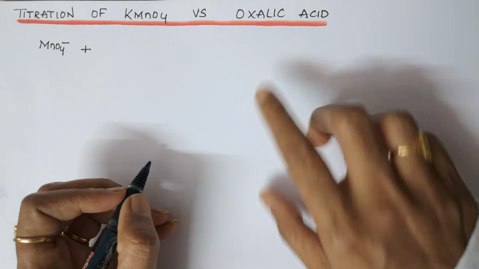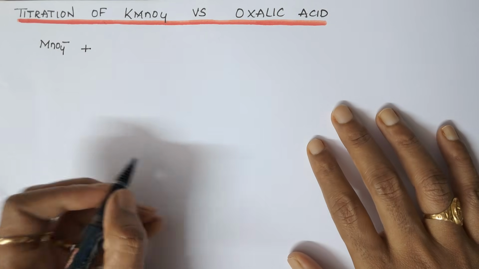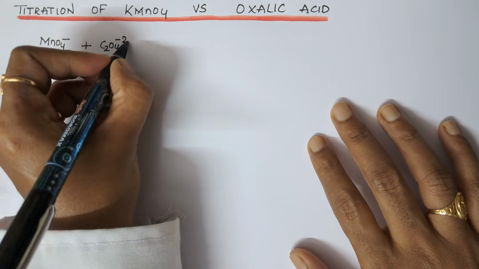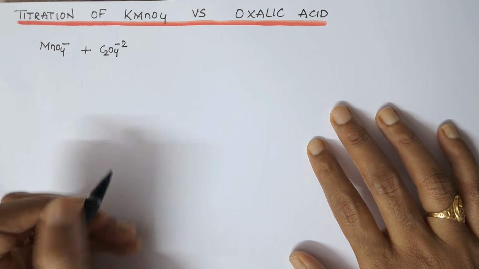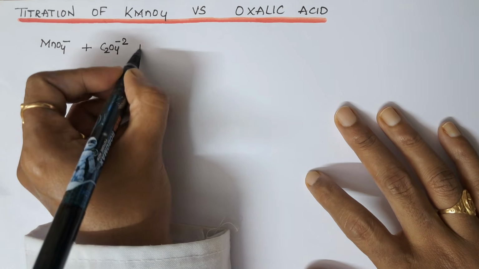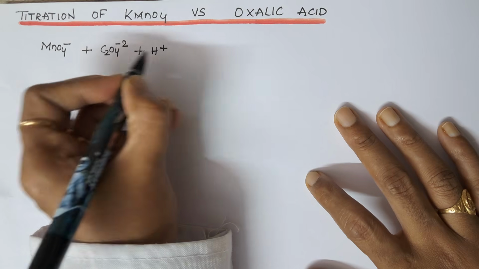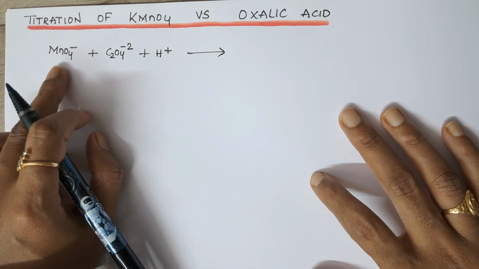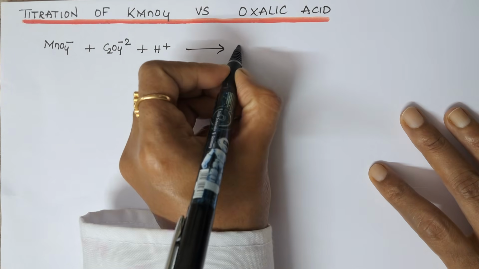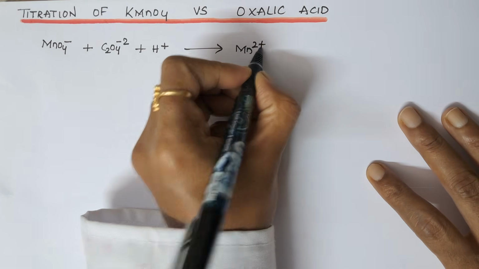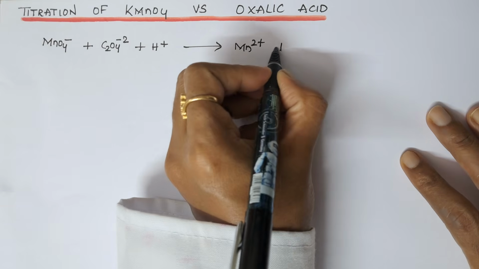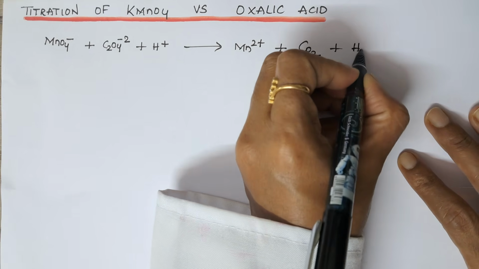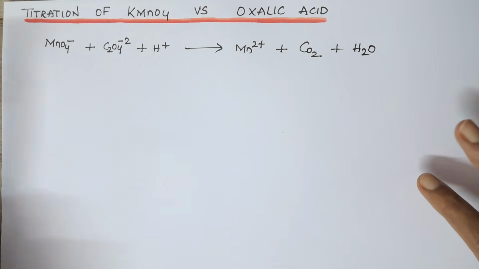This permanganate ion reacts with the oxalic acid. How will the oxalic acid be? In the form of oxalate. Oxalate ion formula is C2O4 2 minus. Now both are reacting in acidic medium. This H2SO4 we are taking. This permanganate ion converts into Mn2 plus. This oxalate ion converts into CO2, and these H plus ions convert into water. This is the ionic reaction.